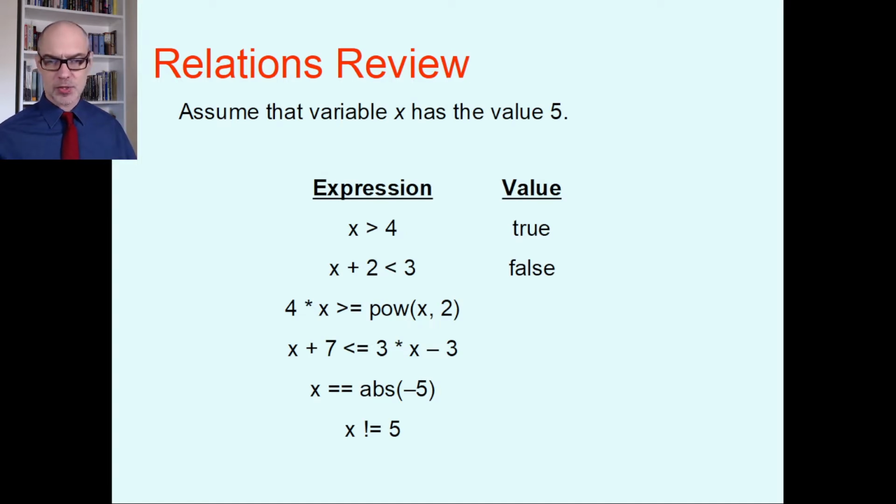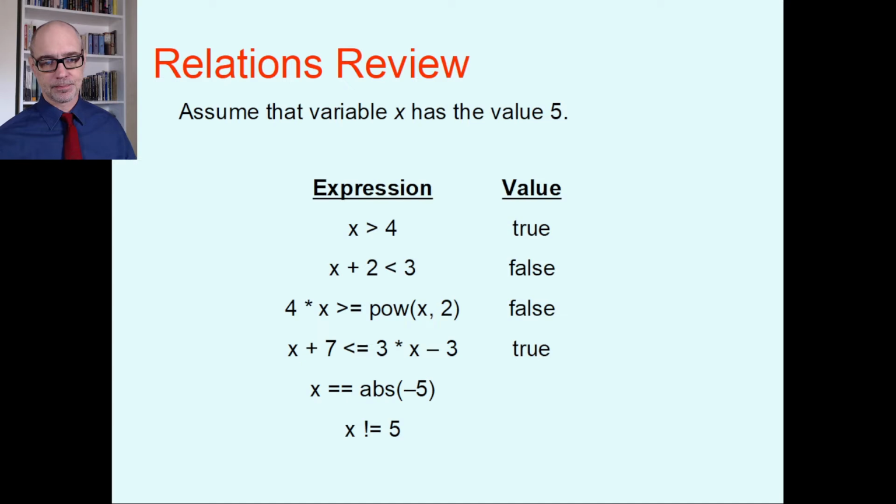For the third one, the left-hand expression, 4 times x, turns out to be 20. And on the right hand, there's that pow function, which is really an exponent. In this case, it's 5 to the second power, which is 25. Is 20 greater than or equal to 25? Well, that's false. The fourth one down here, the left-hand expression is 5 plus 7, which is 12. The right-hand expression, 3 times 5 is 15 minus 3 is 12. Is 12 less than or equal to 12?